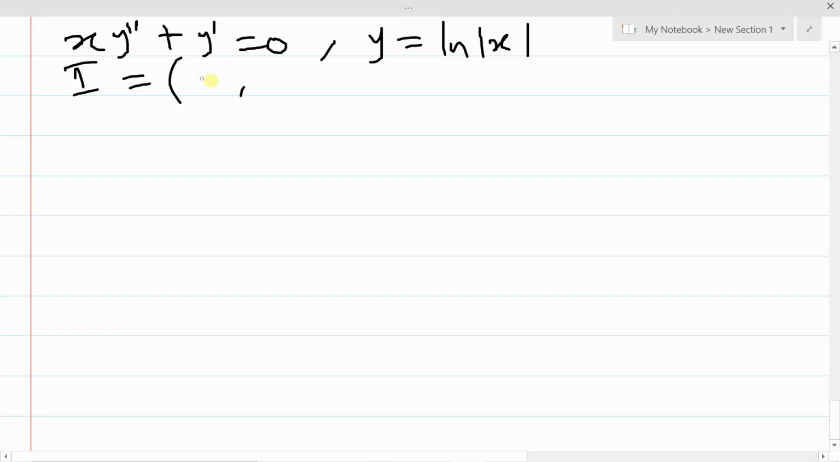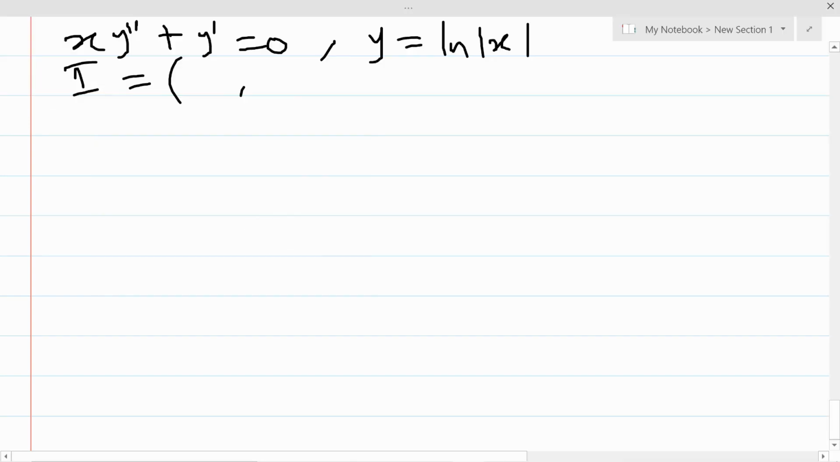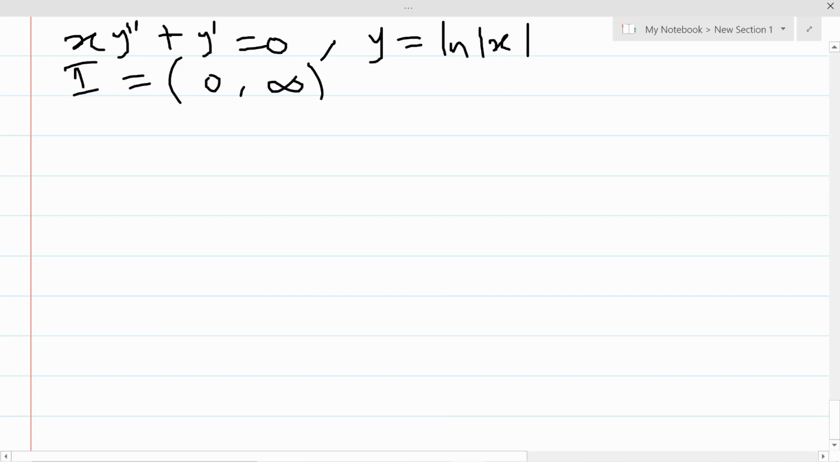I equals 0 and infinity. Why is this solution true? This is true because, before we continue, let's look at this. We are saying that this solution here, y equals ln x, is only a solution for this within this interval and no other interval.